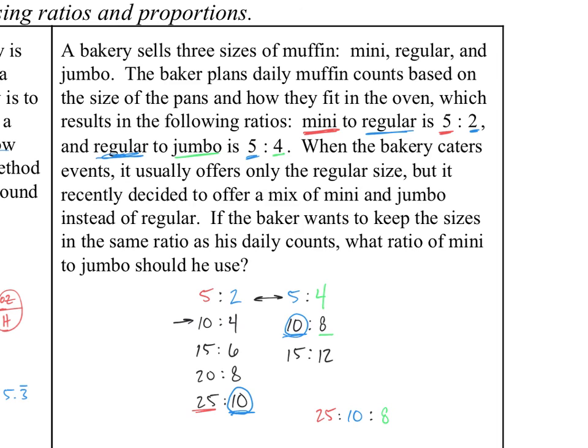And they are all now able to be compared to each other all at the same time. So if I want to know what the ratio of mini to jumbo is, I just sort of have to ignore that amount of regular in the middle, and I could say that that ratio is 25 to 8.